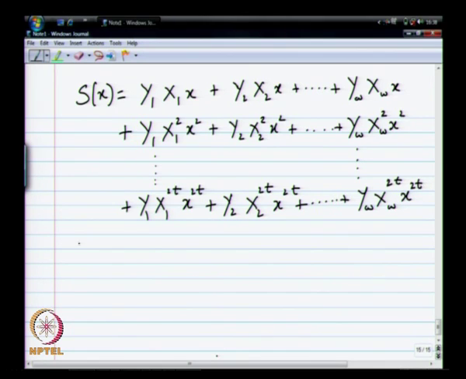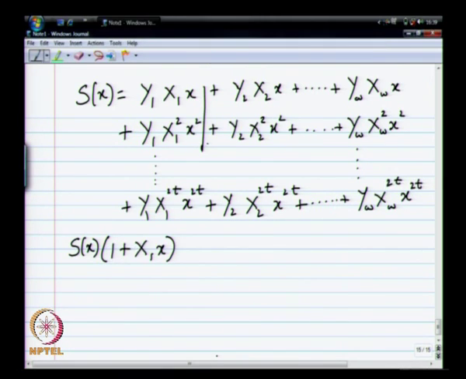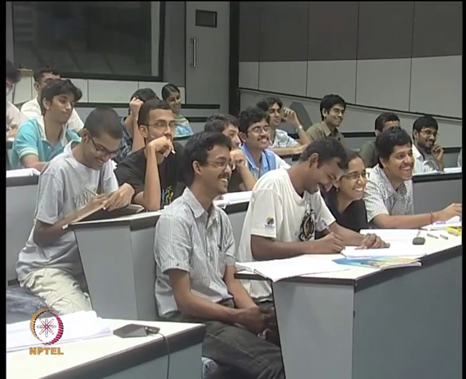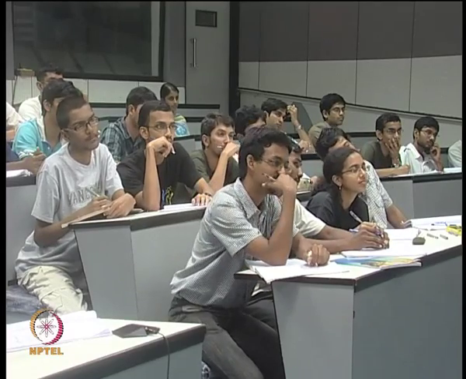To do that, you make this observation. If I take S of x and multiply by 1 plus x1 x. I have written down S of x in this form, and I'm going to multiply it with 1 plus x1 x. The reason why I'm doing it is if you look down this column, you notice you have some kind of a geometric progression. Y1 comes out, then you have a geometric progression with the ratio being x1 x.